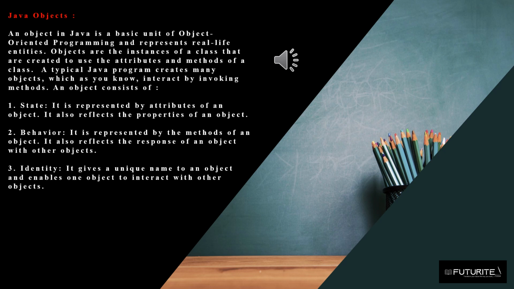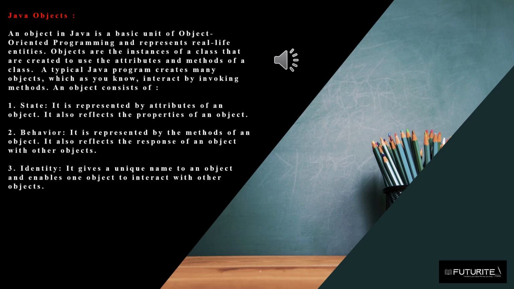A typical Java program creates many objects which, as you know, interact by invoking methods, which means an object is nothing but an instance of a class. What are the properties of a class? The data members, that is the variables, and the methods of a class. So through an object, we can access the properties of a class.